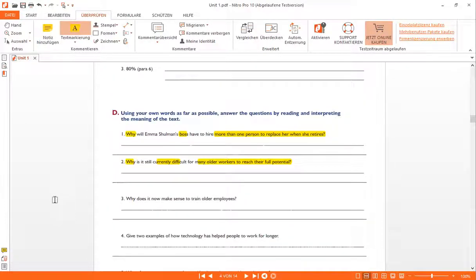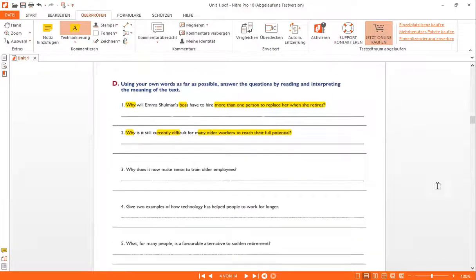In number D or letter D, again, using your own words as far as possible, answer the questions by reading and interpreting the meaning of the text. Why will Emma Schulman's boss have to hire more than one person to replace her? Just read in context and you'll find that she does the job of 2-3 people. And that is why, she's so energetic, she takes on the jobs of two or more people. Number two, why it's still currently difficult for many older workers to reach their full potential. That is also stated there.